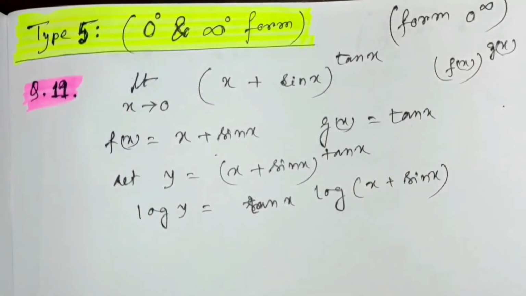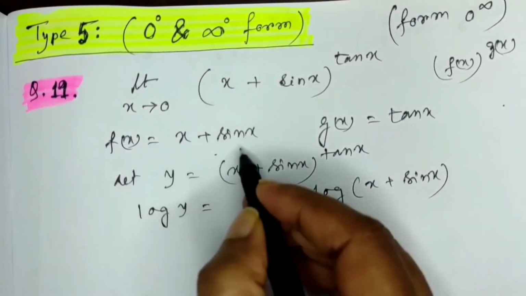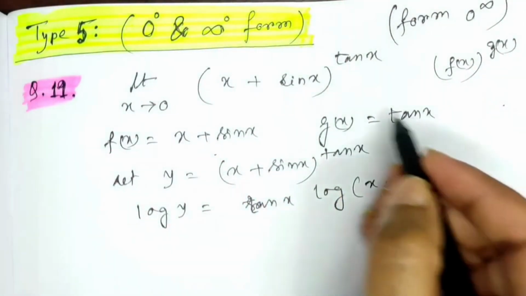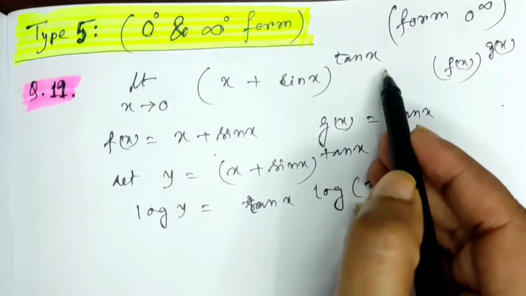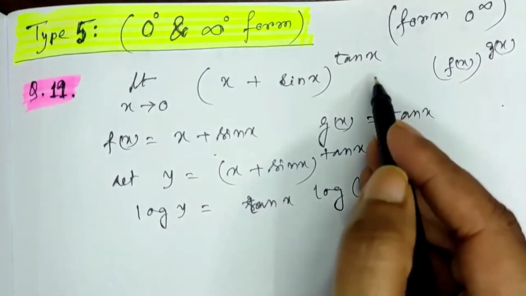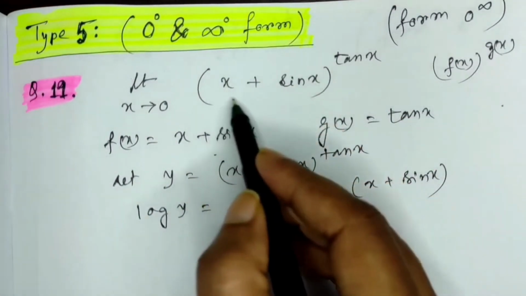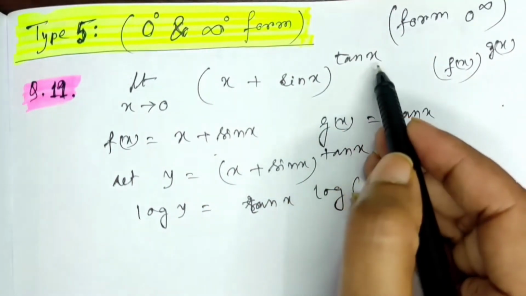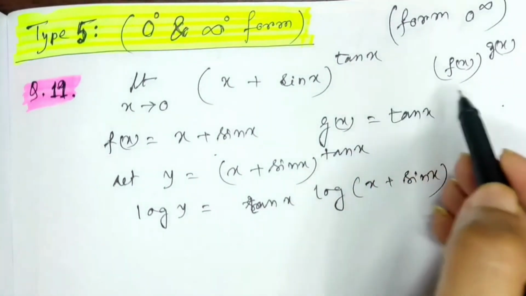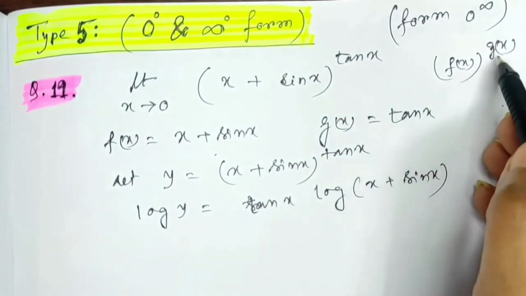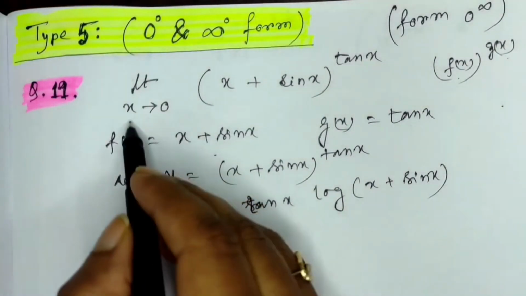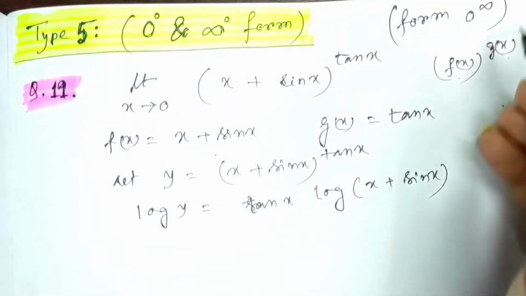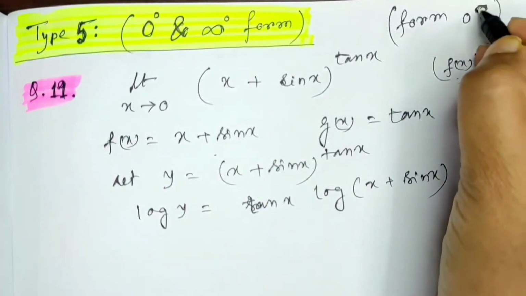Now come to this example. In this example, we have f(x) equal to x plus sin x and g(x) equal to tan x. This one we consider as f(x) and this one we consider as g(x). If this type of form is given here, this value is 0 and tan 0 is also 0. So we have the form f(x) to the power g(x), where f(x) is 0 and g(x) is 0 for this limiting case. So that is in the form of 0 to the power 0.